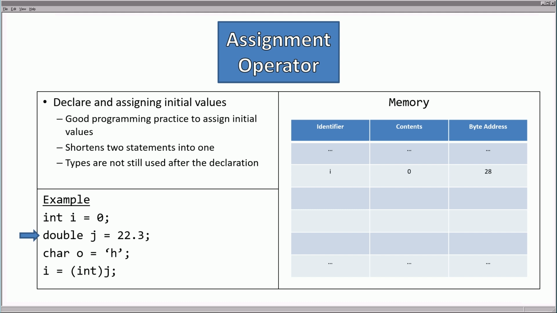Moving down to the next statement, the first thing is we declare this variable j. So this reserves 8 bytes in memory and then assigns the value j is equal to 22.3. We move down again. We declare this character O and then assign it the character h. Now we reach right here. Notice this. We don't use the type for I. We don't say int I because I has already been declared. If we were to do that, we would get a syntax error because we cannot have multiple identifiers that are the same.